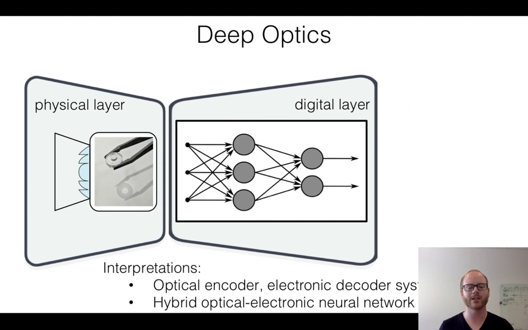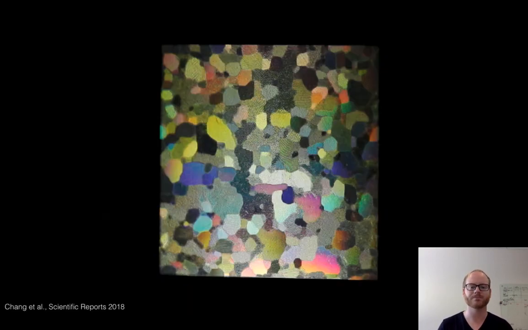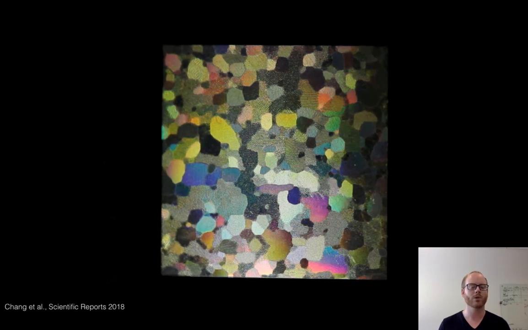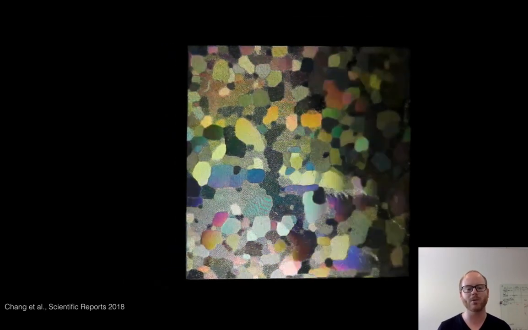So now, again, you can interpret this as an optical encoder, electronic decoder system, where the optics encodes the information on the sensor and the electronics decodes it. Or you can think about it as a hybrid optical-electronic neural network, where some of the computation is already done in the physics, in the physical layer for you, and the digital layer doesn't have to do that anymore. So this may be useful for saving power or improving the latency of your imaging system. We've looked into this topic for multiple different problems.